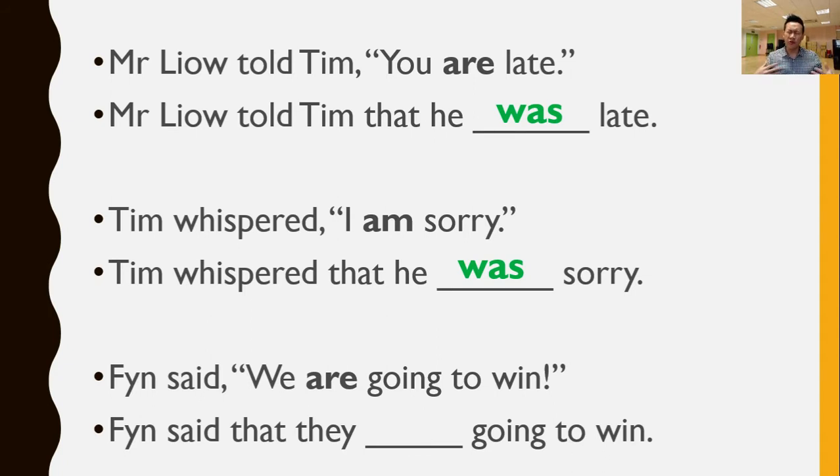So now Finn is referring to herself as well as her group of friends, her teammates. So Finn said that they, present continuous, are going. You change it to were going to win. How is it so far? Is it clear enough? If you're not too sure, maybe you can go back, rewind the video a little bit and try this out again.